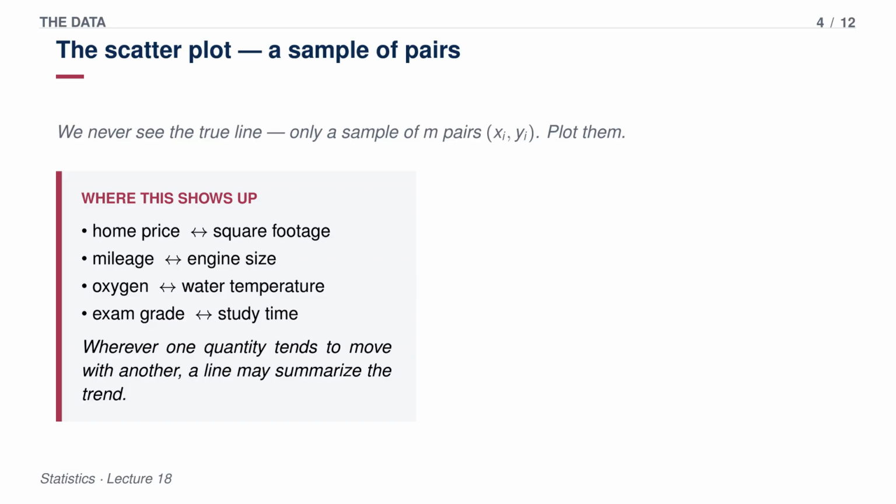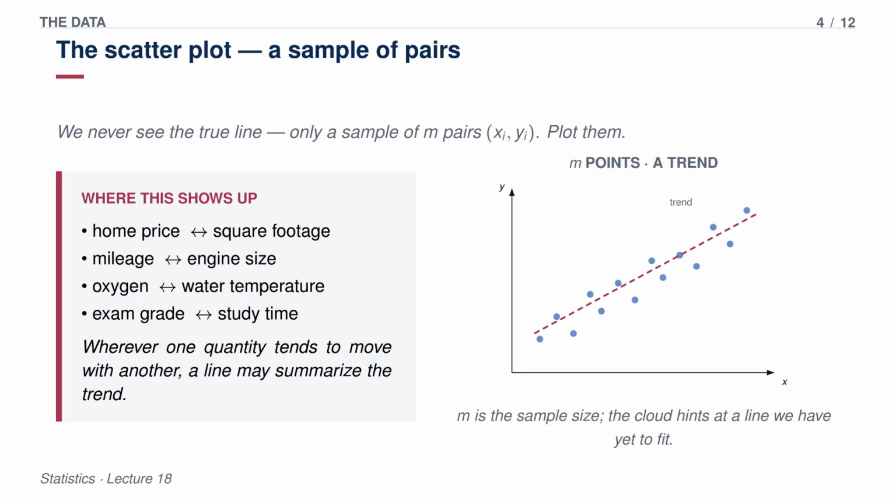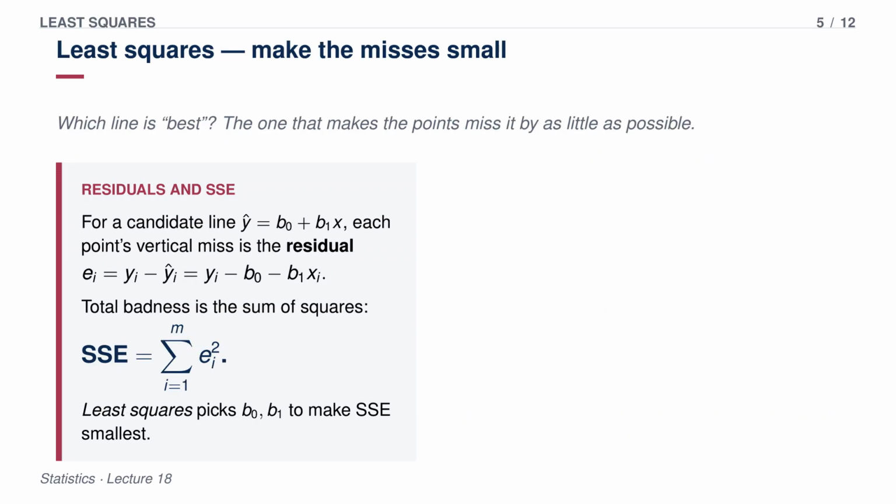All we ever see is a sample, m pairs xi and yi, plotted as a scatter. Home price against square footage, mileage against engine size, oxygen level against water temperature, exam grade against study time. And the picture shows the pattern, m dots with an obvious upward trend, and a dashed line hinting at where the fit will land. M is just the sample size. The cloud hints at a line we haven't fit yet. Wherever one quantity tends to move with another, a line may summarize the trend. So, which line is best?